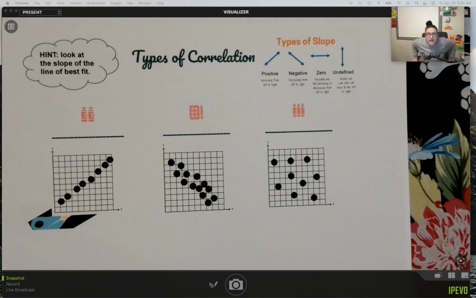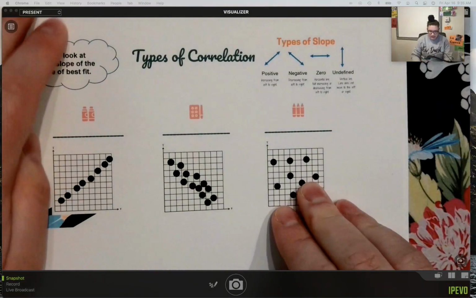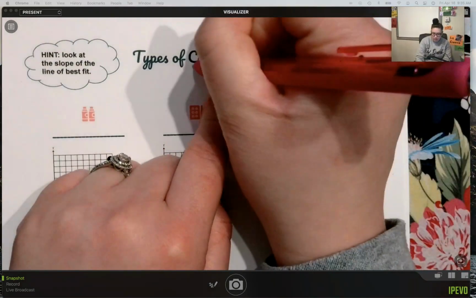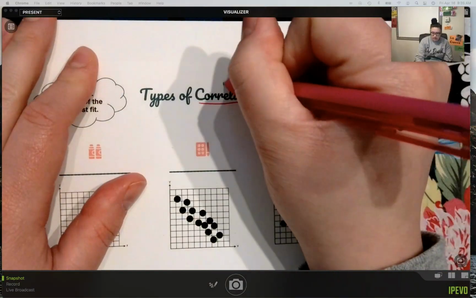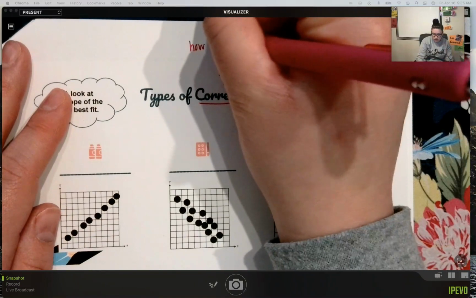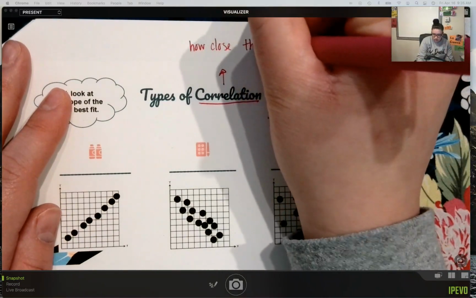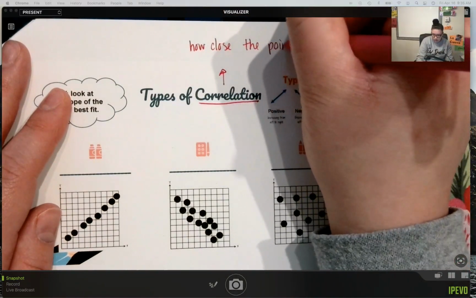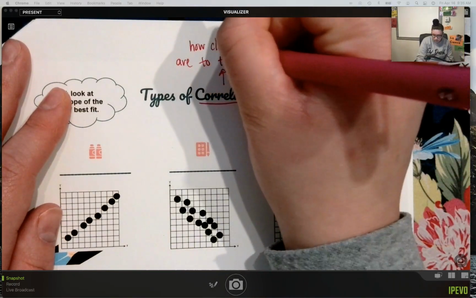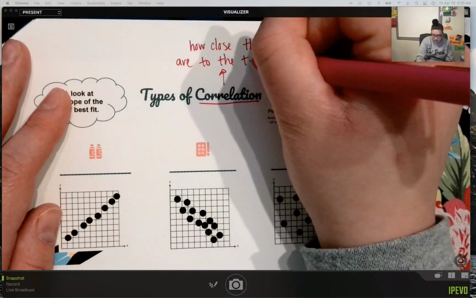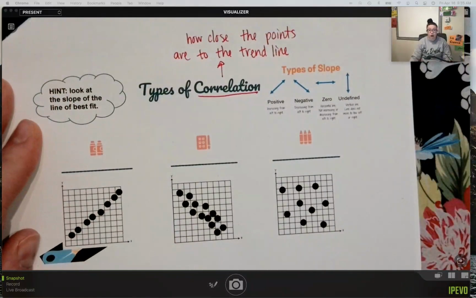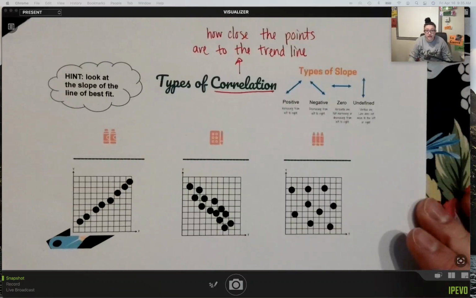All right, our next slide, we're talking about types of correlation. Remember that word correlation? That's how strong my data is, how close the points are to the line of best fit or the trend line. I'll be right back. You write that down.